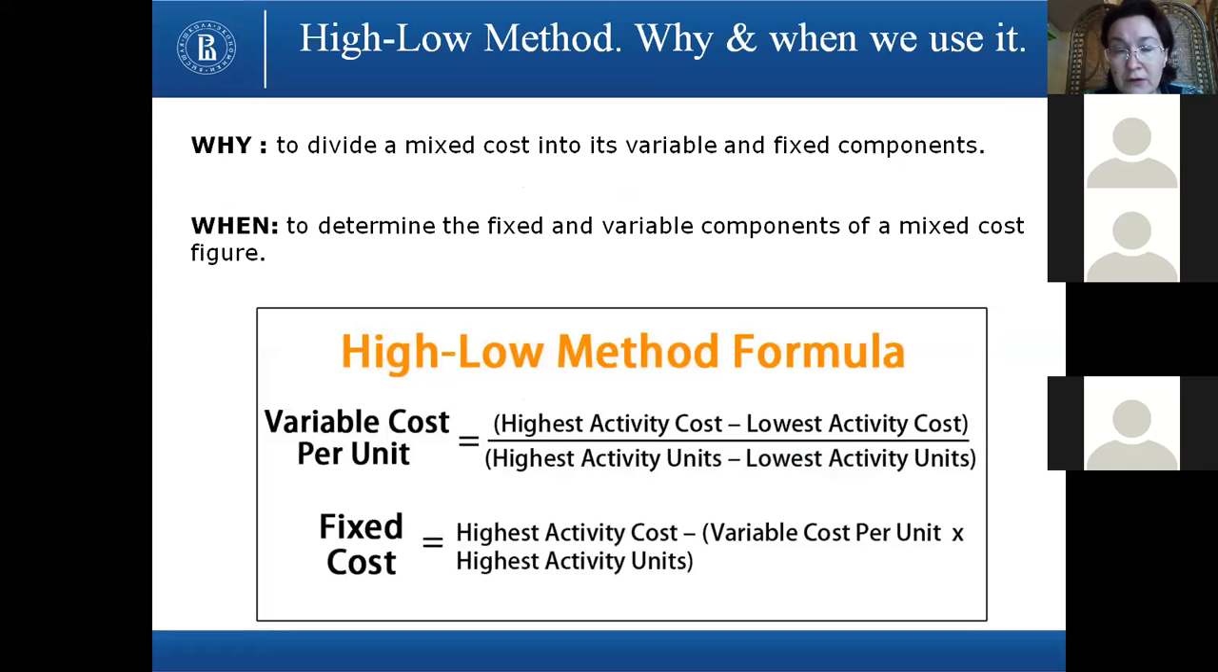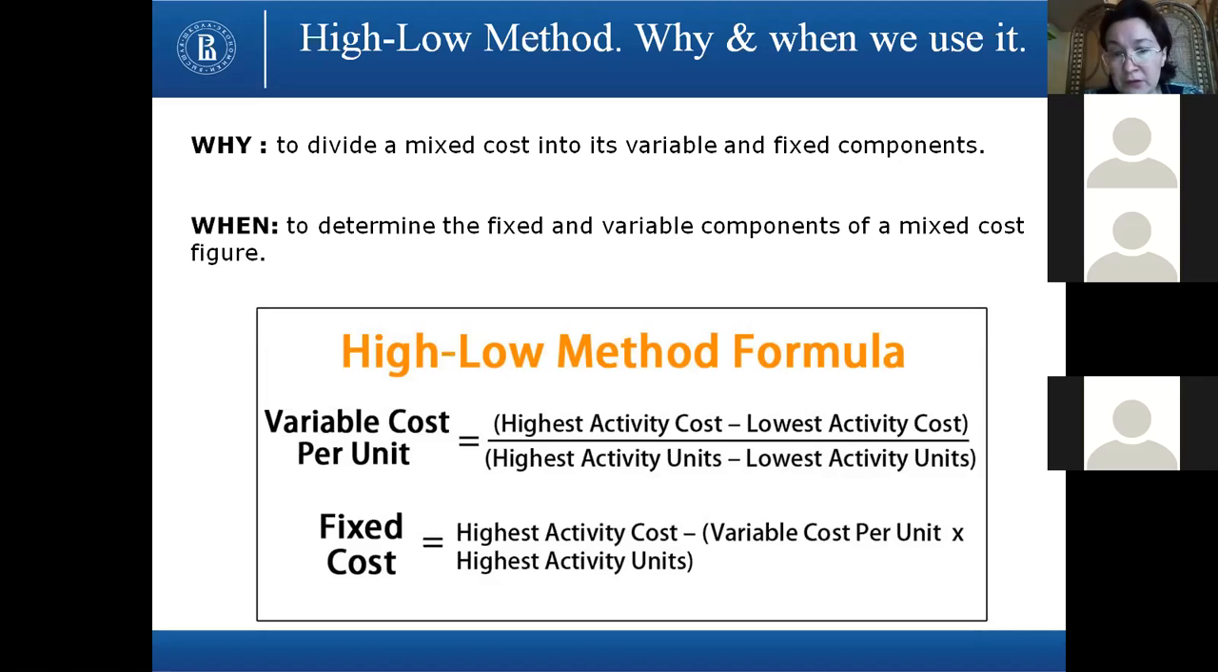We will start talking about the high-low method, why and when we use it. Mostly we use it when we have data that consists of mixed cost, and in order to identify variable and fixed components in these mixed costs, we use the high-low method. So we use it to determine the fixed and variable components of mixed cost.